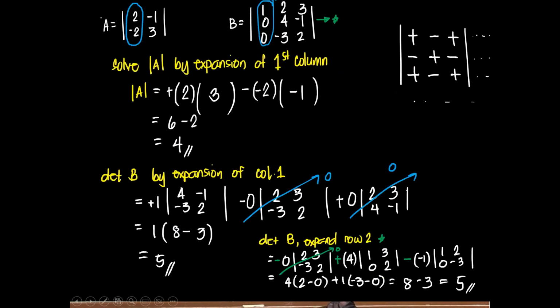Here, we expanded column 1. We got 5. He expanded row 2. We still got 5 because 5 is equal to your matrix. No matter what you do, matrix B is equal to 5. The 5 is the determinant or a representative number that is equivalent to your matrix.